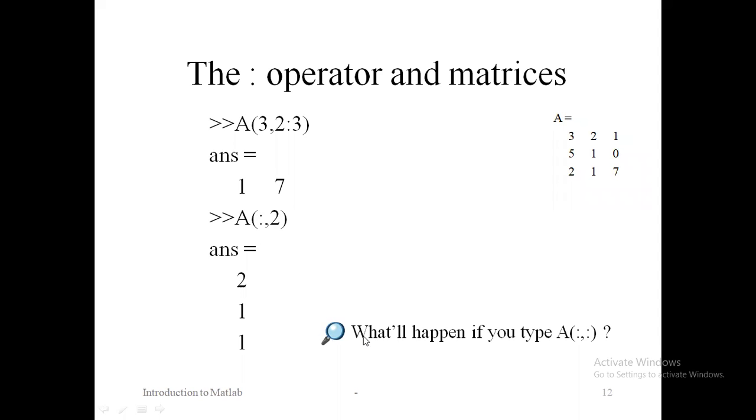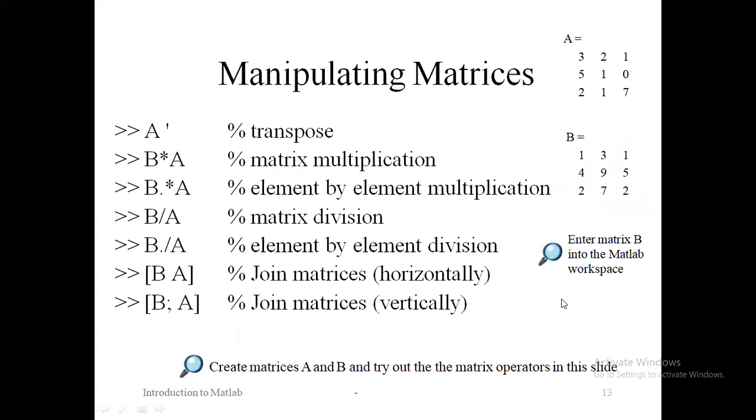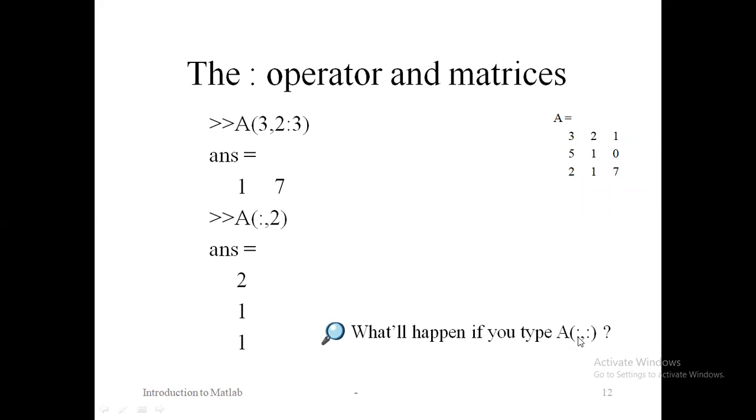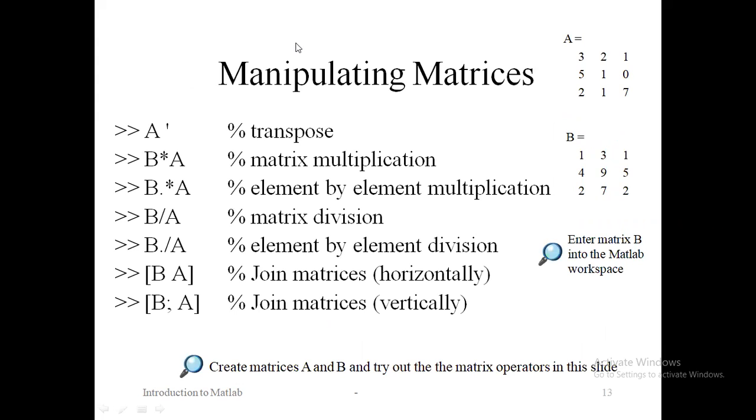What will happen if you write this kind of notation? So you are not writing anything in the place of the row and the column, then what will you be getting? Definitely you will be getting the complete matrix. If you write down this command in MATLAB and you have this matrix already saved in your workspace, then you will be getting the whole matrix.